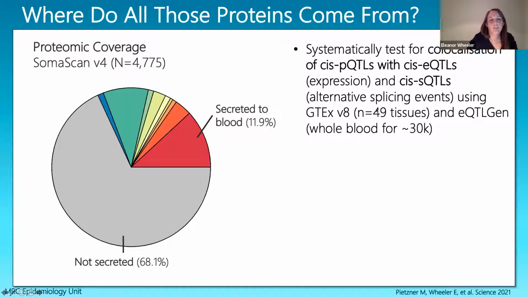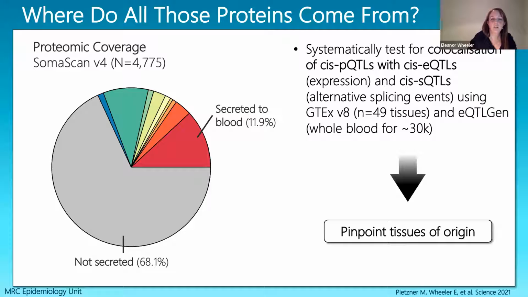And so what we decided to do was to systematically test for colocalization, so that's like a shared genetic signal, between our cis pQTLs, so the pQTLs that we identified near the protein encoding gene, with cis eQTLs, so gene expression, and cis sQTLs, so alternative splicing events, using GTEx version 8, which has 49 tissues, and whole blood in eQTLGen for around 30,000 individuals. And the idea was to try to pinpoint the tissue of origin.